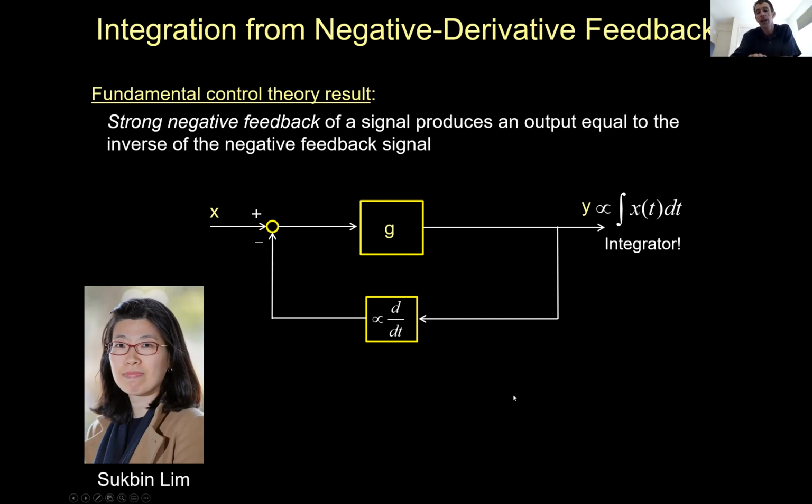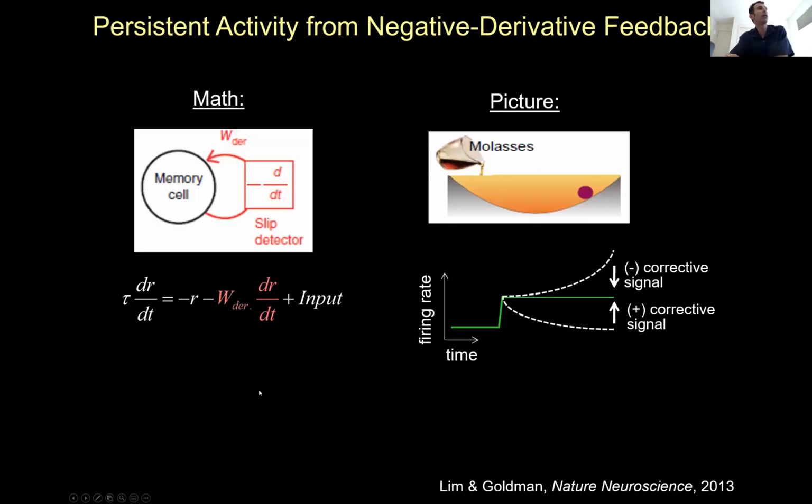Let's translate that to a memory circuit and get at the essence. So here is the basic cartoon. We have a memory cell, and it's going to receive negative derivative feedback. Well, what does negative derivative mean? It's really a slip detector. Every time the memory starts to decay or grow, it's being opposed by this slip detector, and that's being fed back with some strength W derivative.